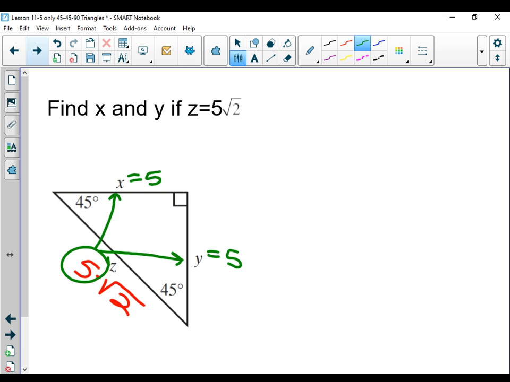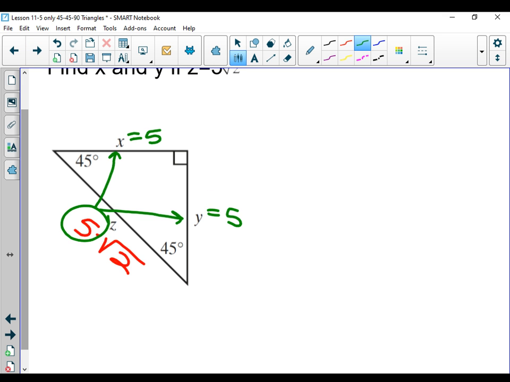5 times the square root of 2. Preston, did you type that? Yeah. 7.1. Questions, concerns?